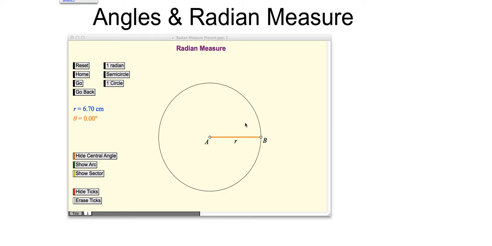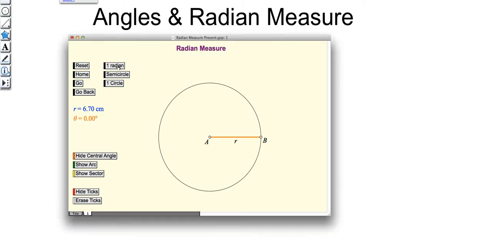So what that means is that if we take this radius here, this radius r, and we wrap it around the circle, it's going to create an angle that measures exactly 1 radian. So this angle here is exactly 1 radian because the radius is equal to that arc right there, CB. And if we keep rotating that radius around the circle till we get to half a circle, that's going to be exactly pi radians.